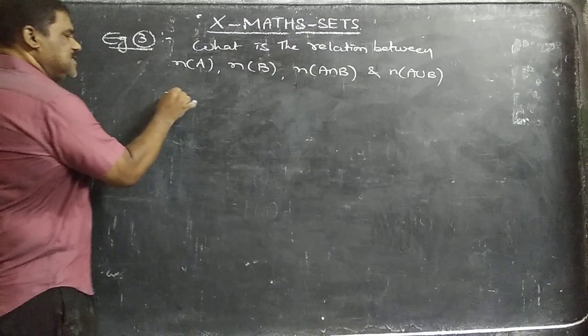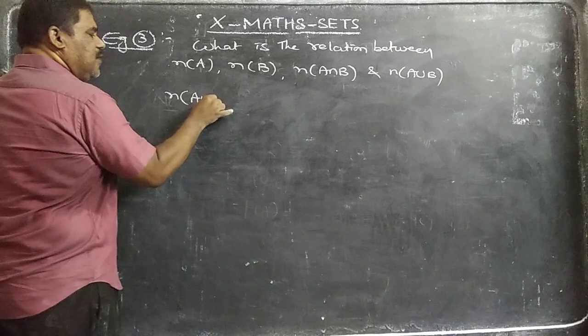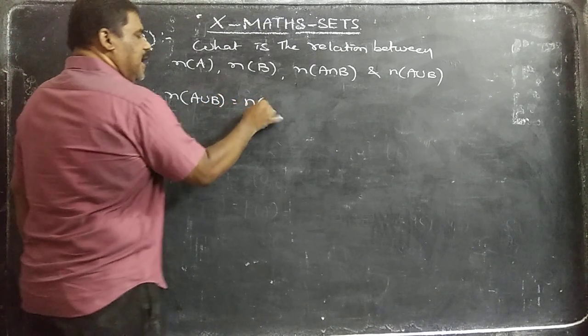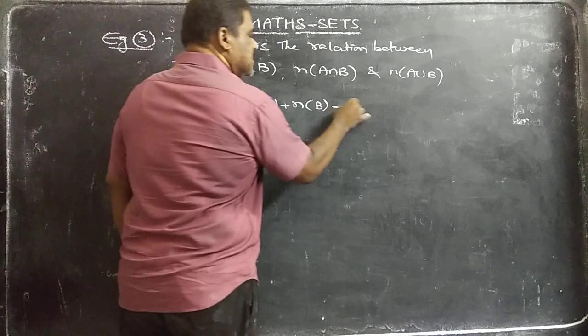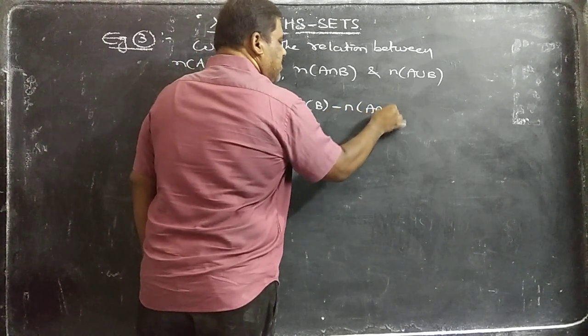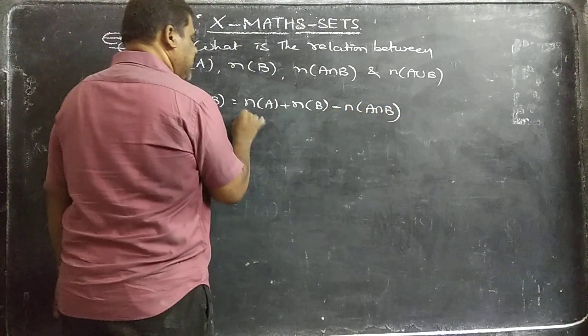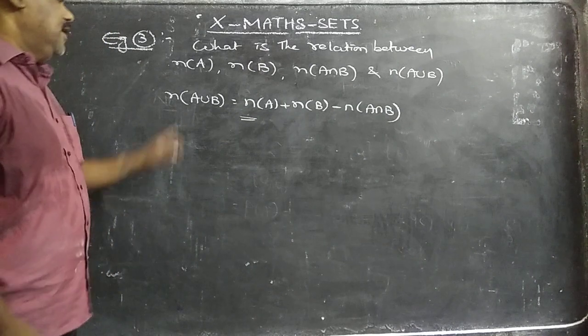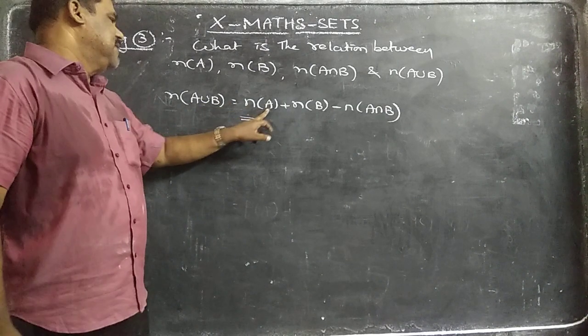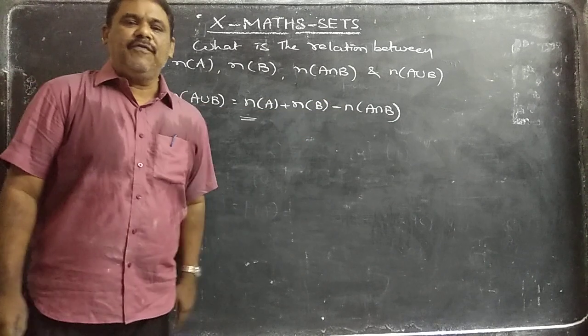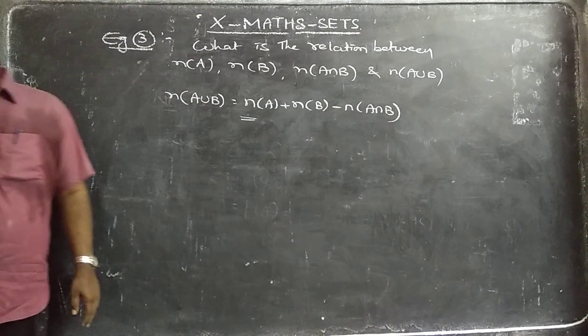So one formula is there, that is n of A union B is equal to n of A plus n of B minus n of A intersection B. This is the relationship between these 4. N of A union B is equal to, formula is n of A plus n of B minus n of A intersection B.